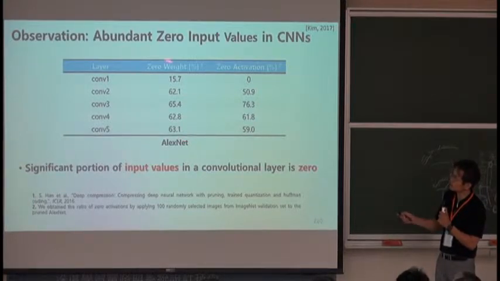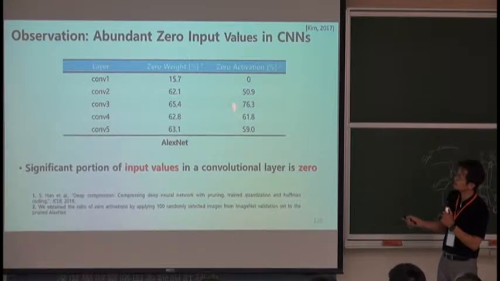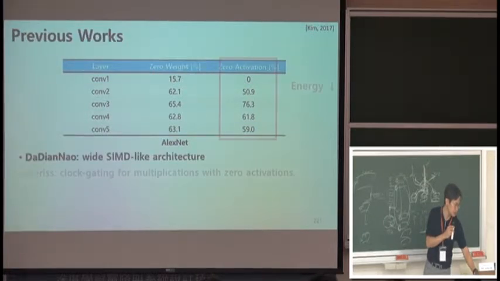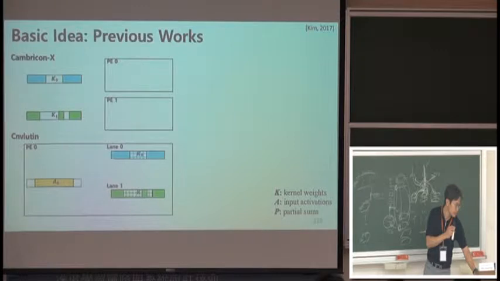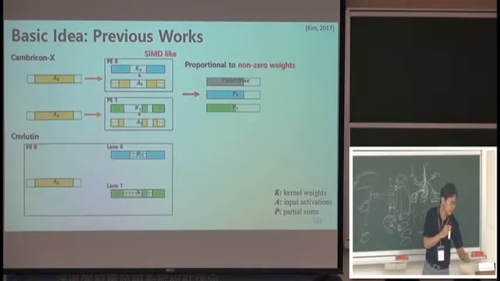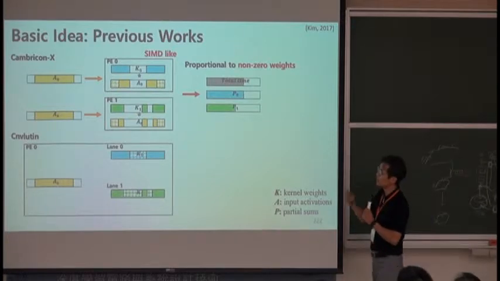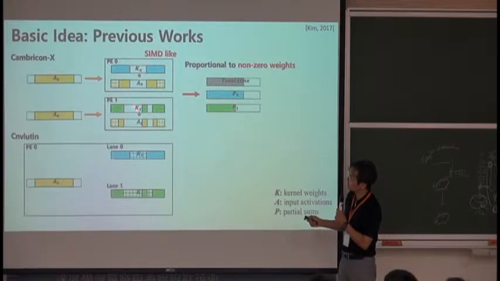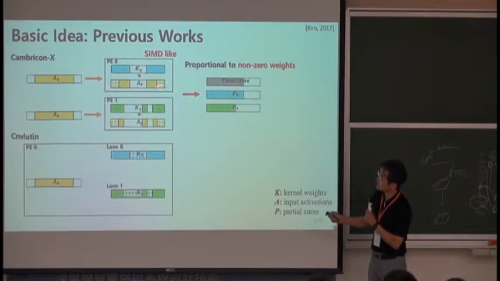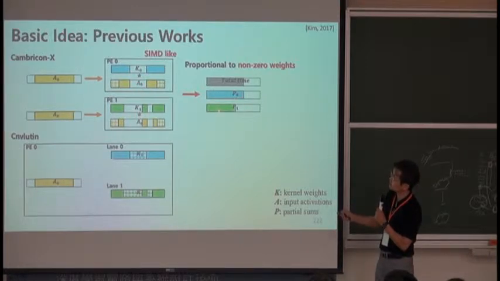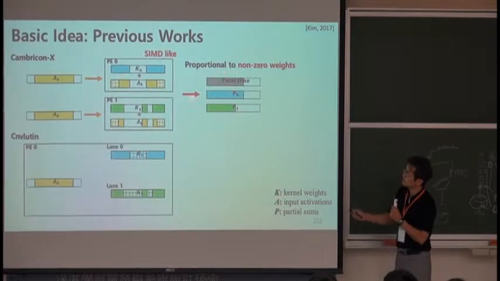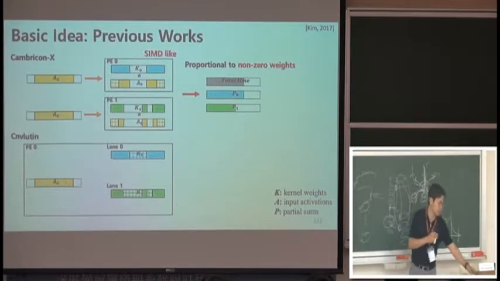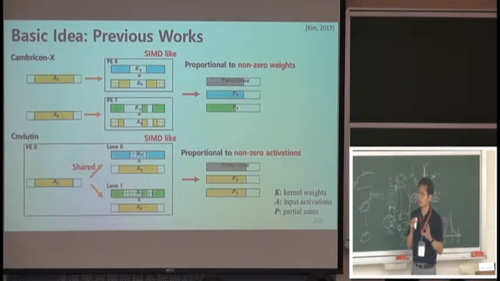Here, the ratio of zero weights after pruning like this, and the ratio of zero activations after the ReLU function like this. So we want to exploit both types of zero values. In the case of Cambricon-X, we exploit zero weights. So the processing element, this one will take runtime like this, and this one runtime like this. So the total runtime is proportional to the amount of non-zero weights, right? In the case of Cnvlutin, the total runtime is proportional to the amount of non-zero activations.